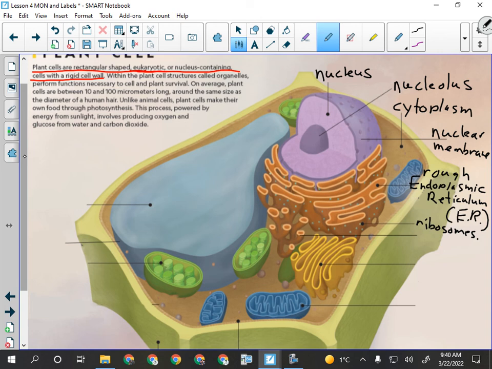The rough ER transports the proteins. Okay? Because it allows things to move very quickly from one place to another, as opposed to floating through the cell haphazardly, hoping it'll get where it's supposed to go.